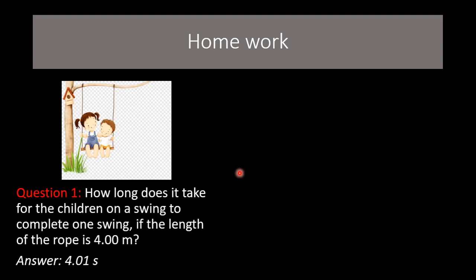Now we have a homework. You have 4 mathematical problems to solve. At first, how long does it take for a child on a swing to complete one swing if the length of the rope is 4 meter? So there are 2 children swinging on a swing, and the length of the rope is 4 meter. What will be the required time period? The answer is 4.01 seconds, if you solve it.